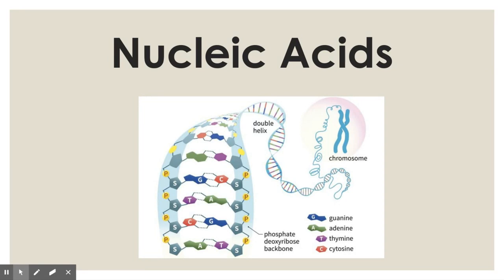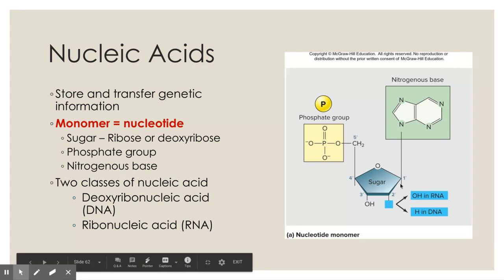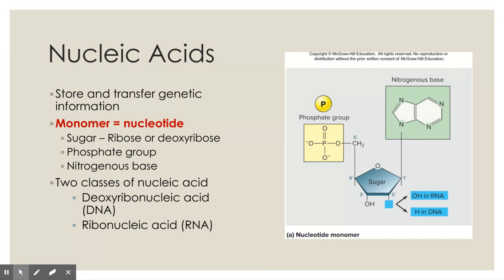Okay, let's dive into our nucleic acids. Nucleic acids are used to store and transfer genetic information. They have the monomer of a nucleotide, but of course they have a sugar, a carbohydrate as well, creating the backbone for these nucleic acids. That sugar is ribose or deoxyribose. Ribose for RNA, deoxyribose for DNA.